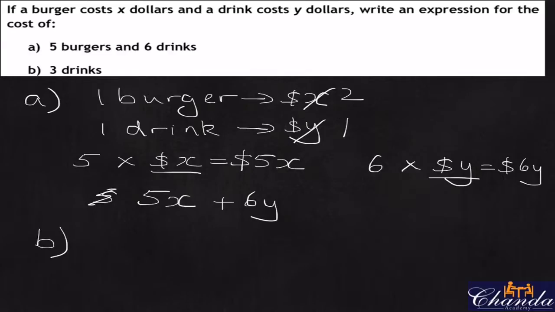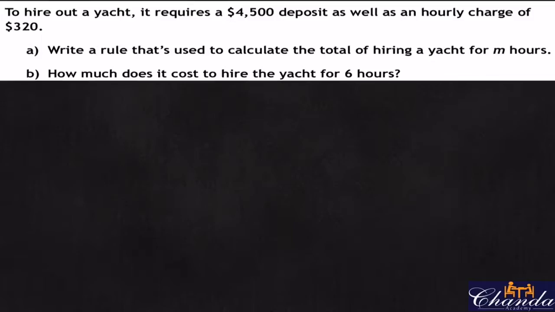Moving on to part B. How much did he spend for 3 drinks? Or write the expression for 3 drinks. Again, fairly straightforward. 1 drink is Y dollars. So 3 drinks would be 3 times Y, which gives us 3Y. So for the 3 drinks, he would have spent 3Y dollars. Alrighty, let's move to the next question.